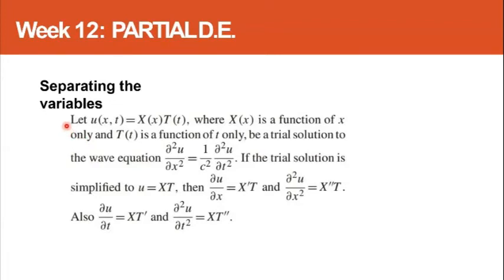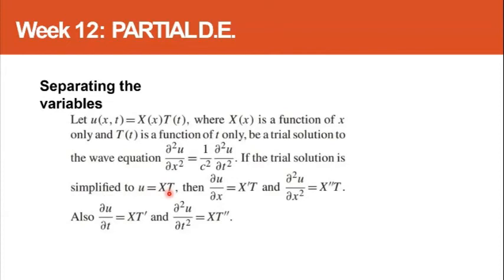So we have here na yung let u(x,t) is equal to X(x) T(t), where X of x is a function of x only and T of t is a function of t only. Be a trial to the wave equation. Again, ito yung wave equation natin, which is we have the second derivative of u over x is equal to 1 over c squared, second derivative of u with respect to t, if the trial is simplified to u is equal to XT. So dito ang pinapakita natin yung mga formula pa lang na gagamitin natin for the wave equation.